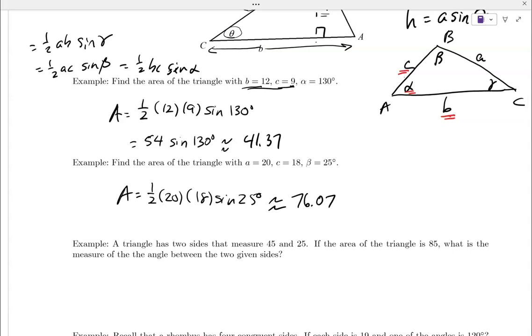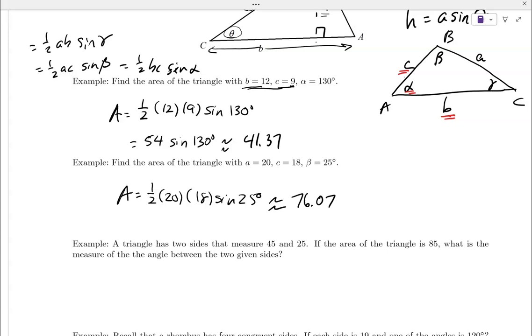This one's a little bit different. This one says that we have a triangle with two sides, and the area is 85. And it asks us to find the angle between the two. This is actually a little bit trickier because it talks about a concept we haven't mentioned yet, but we'll get to it. All right, so if we have two sides and the area, what equation can we set up here?